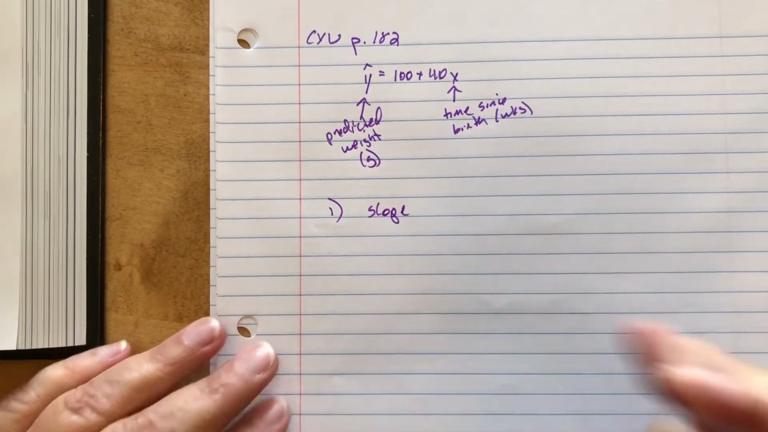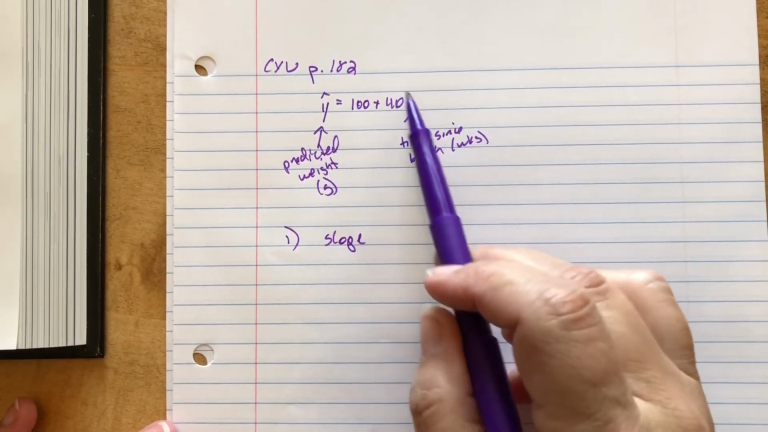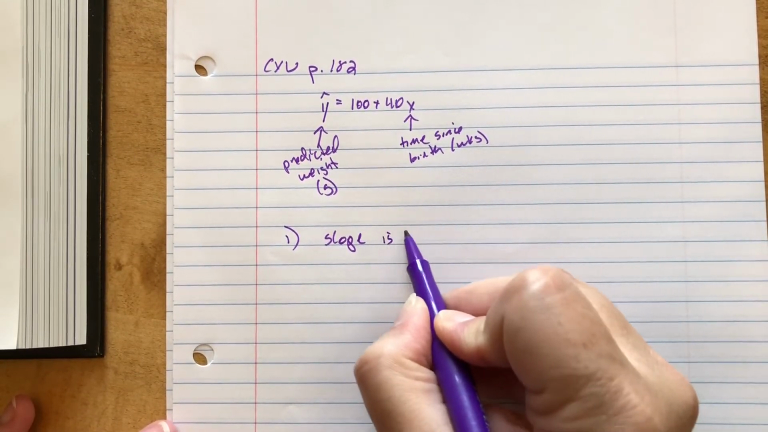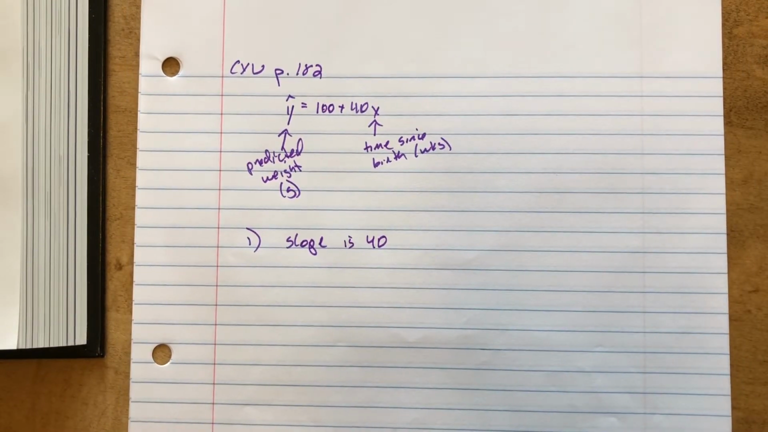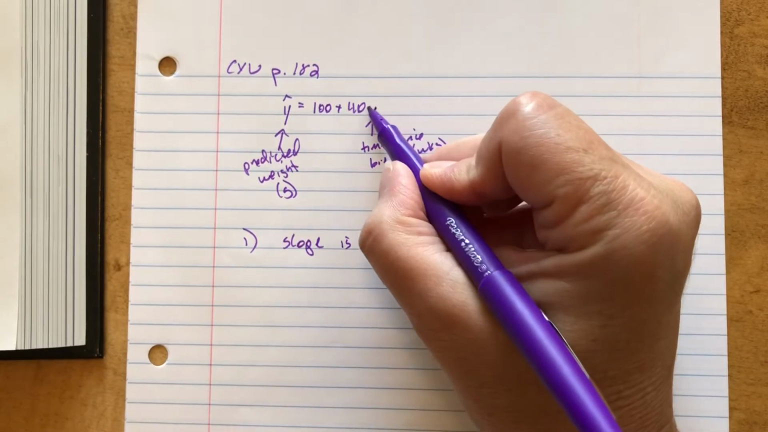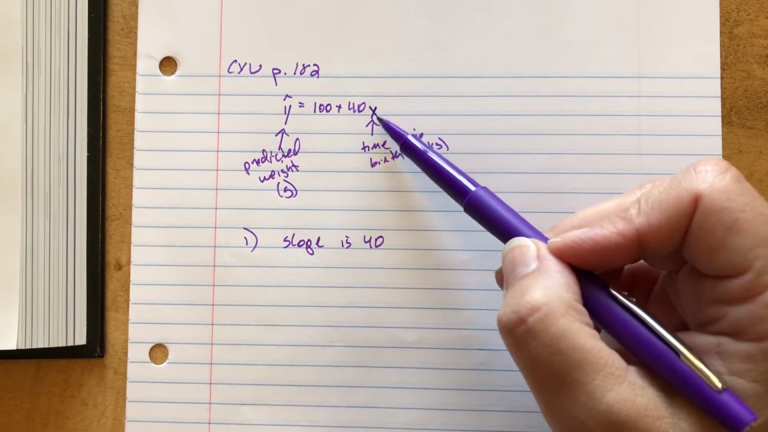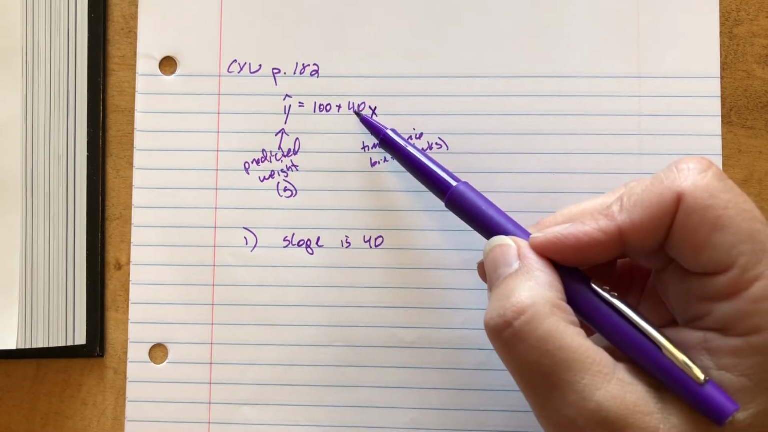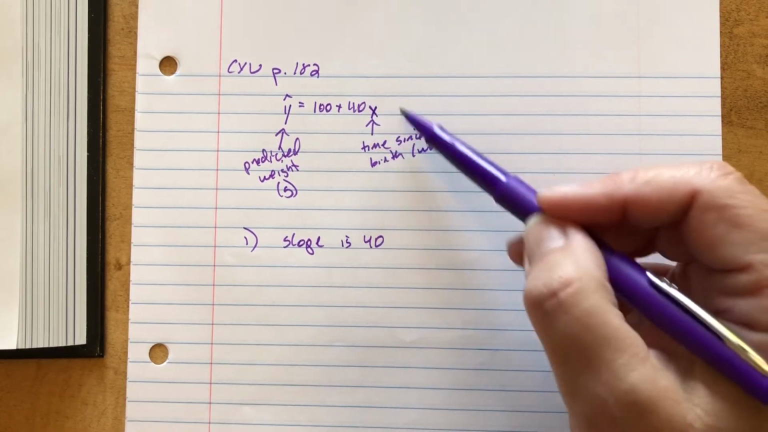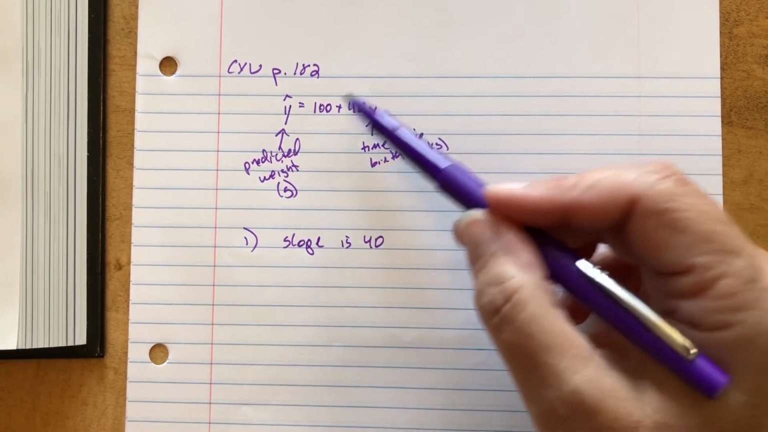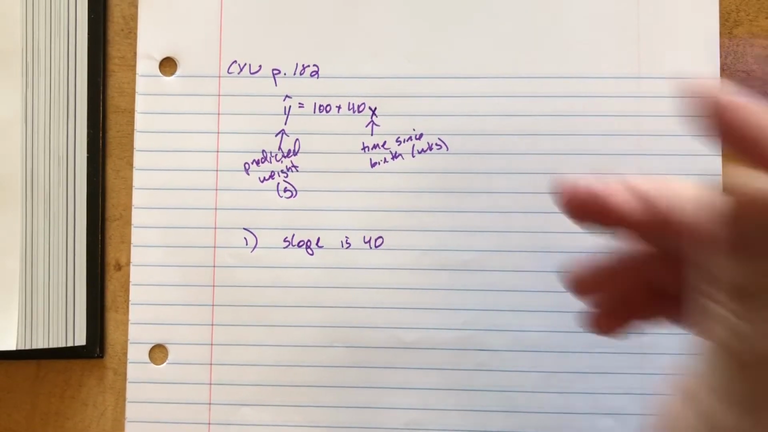We know from math 1, y equals mx plus b. The number with the x is the slope. So the slope is 40, okay? So what does that actually mean? All right, let's interpret. So let's think about this equation. If I plug a 1 in here, 1 week, I'm going to take 100 and I'm going to add 40. If I plug a 2 in here, I'm going to take 100 and I'm going to add 80. If I put a 3 in here, I'm going to take 100 and I'm going to add 120. So for each additional week, I add 40 grams to the predicted weight. That's what slope means, okay?